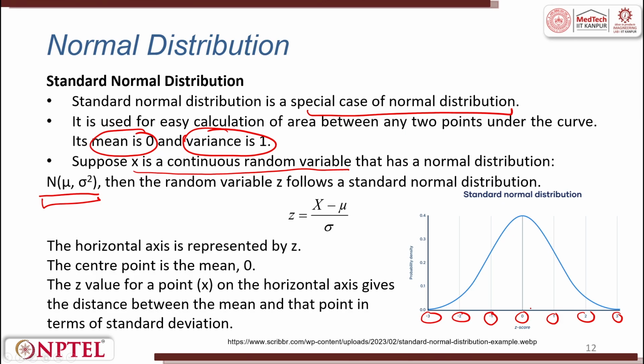0. This is Z score. Horizontal axis is represented by Z. Center point is the mean 0. The Z value at a point X on the horizontal axis gives the distance between the mean and that point in terms of standard deviation. This is the standard normal distribution with mean 0 and variance as 1.